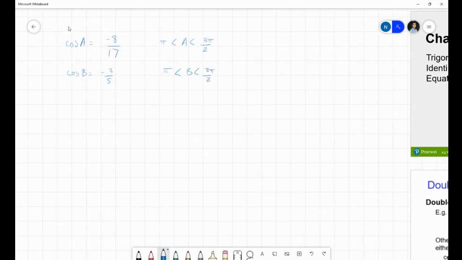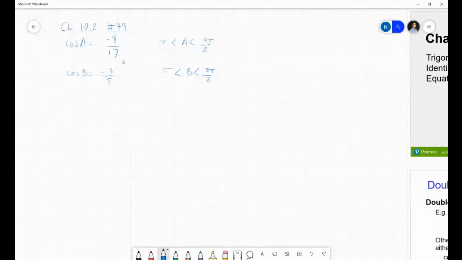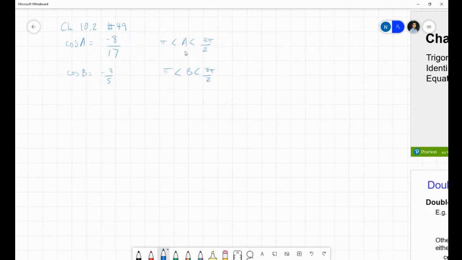Okay, and this is what chapter and number? 10.2, number 49. Okay, so by the way, when you read these, you say A is between pi and 3 pi over 2. You don't read it as pi less than A less than that. So you say A is between these two values.